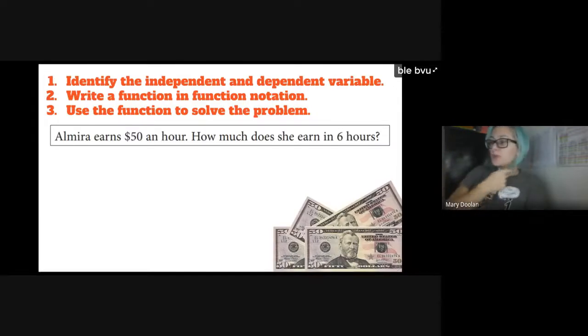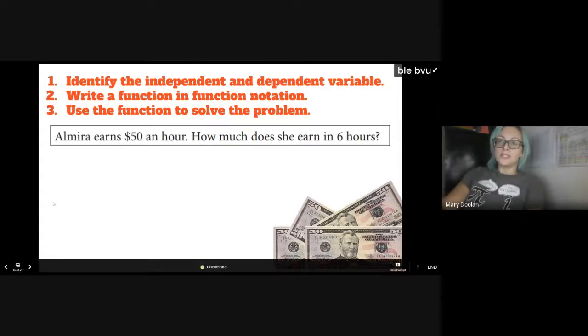So I'm going to do one with you, and then you guys are going to do one through the Pear Deck slides. Okay. So we're going to do 3 things with this situation. We're going to identify the independent and dependent variable. We're going to write a function in function notation. We're going to use the function to solve the problem. And here's our situation. Elmira earns $50 an hour. How much does she earn in 6 hours?